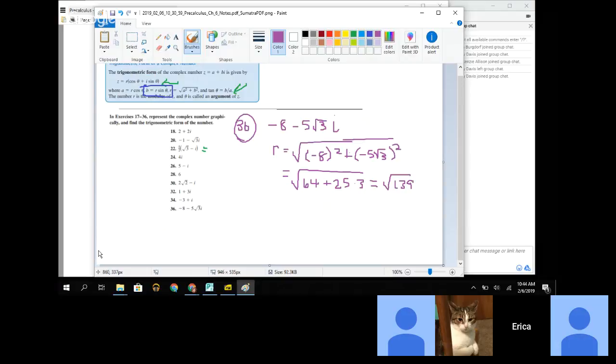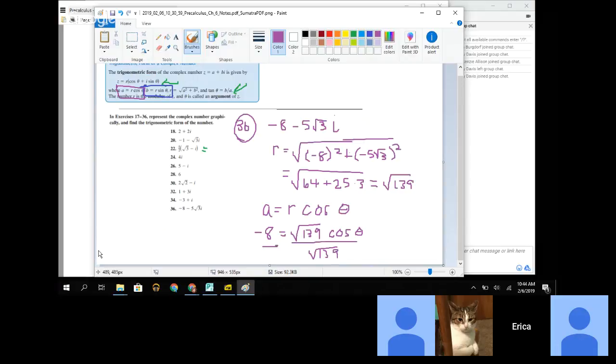All right, so then if I want to find my theta, I can do this a couple different ways, right? I'm going to go ahead and find theta using the fact that the real part equals the r value times the cosine of theta. Okay, so in this equation, -8 is my real part. My r value is the square root of 139 cosine of theta. Lovely, right? So I'm going to divide both sides by the square root of 139.